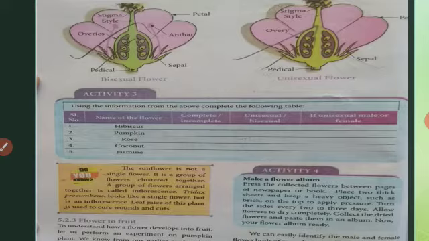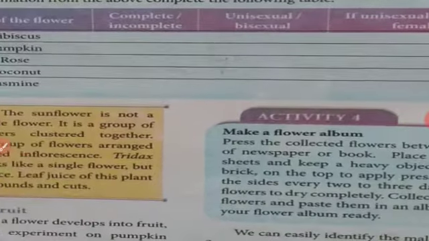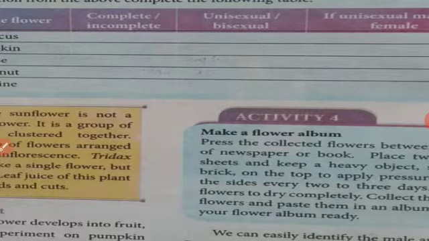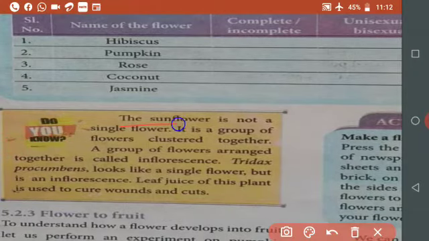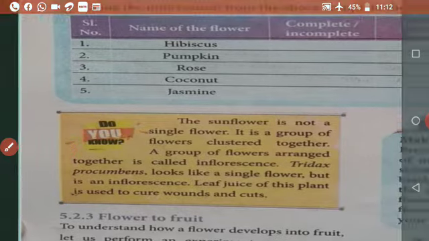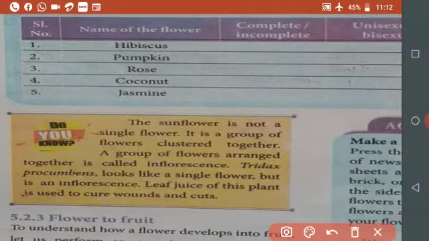One more piece of information about the sunflower, students. Many of you have seen the sunflower. A sunflower is not a single flower, students. It is a group of flowers, which looks clustered. A group of flowers arranged together is called an inflorescence.